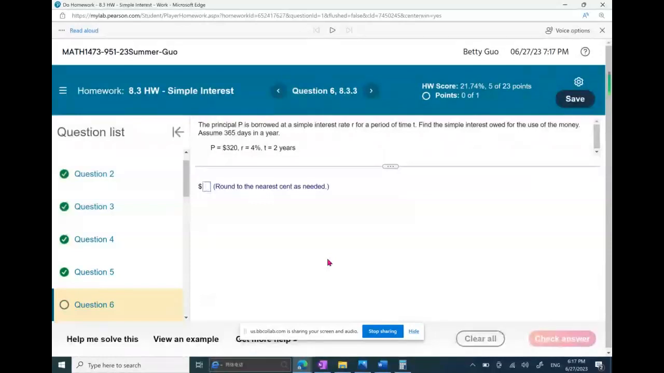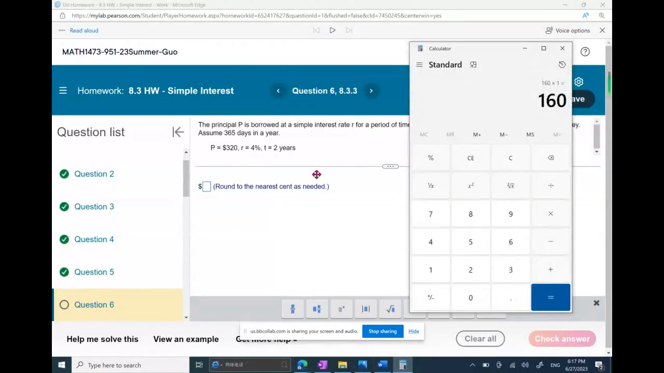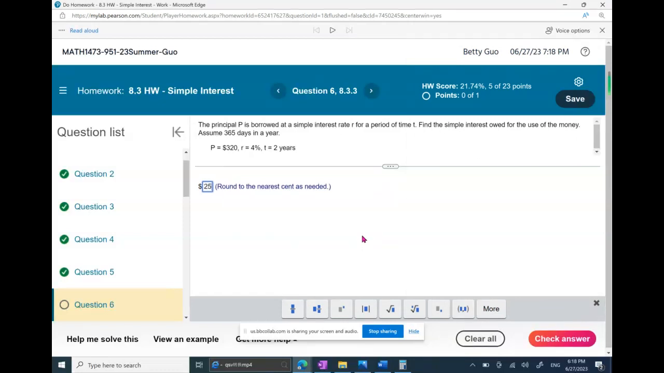Question number 6. The principal P is borrowed at a simple interest rate R for a period. Okay, the same as earlier. We need to find the simple interest. Same as earlier, right? We just need to multiply all three values together. $320 principal. 320 multiplied by 4%, 0.04, multiplied by 2, 25.6.